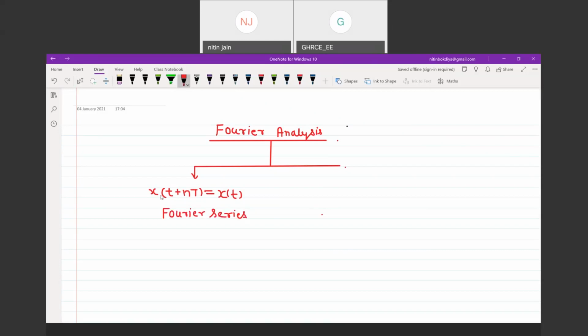Fourier series. So what is Fourier series? Representation of a periodic wave in terms of harmonically related components. What do we understand by harmonics? The harmonics are known as integer multiples of the fundamental frequency.